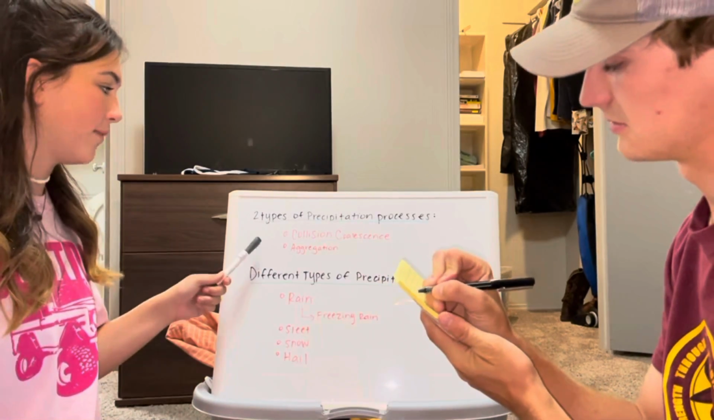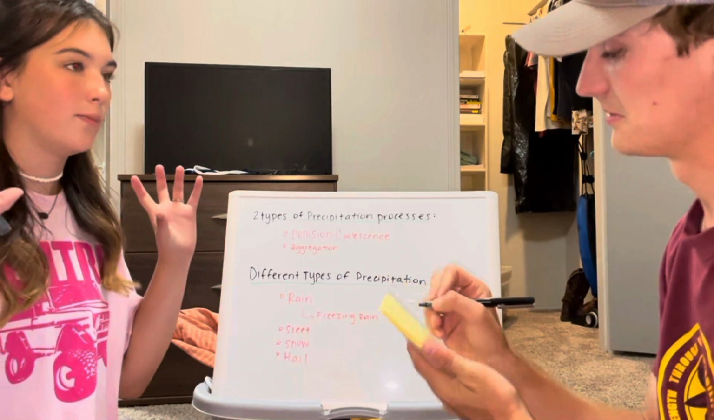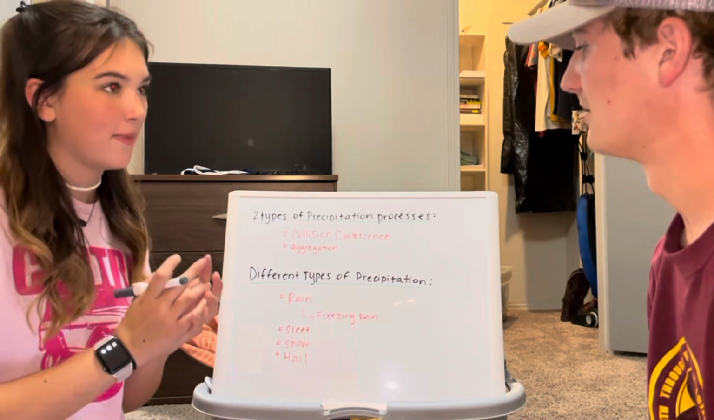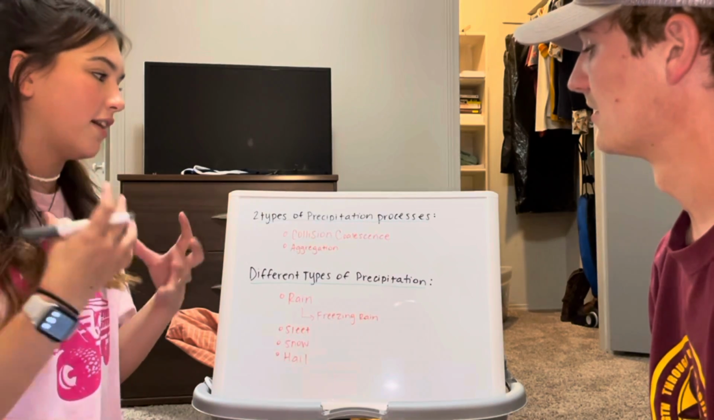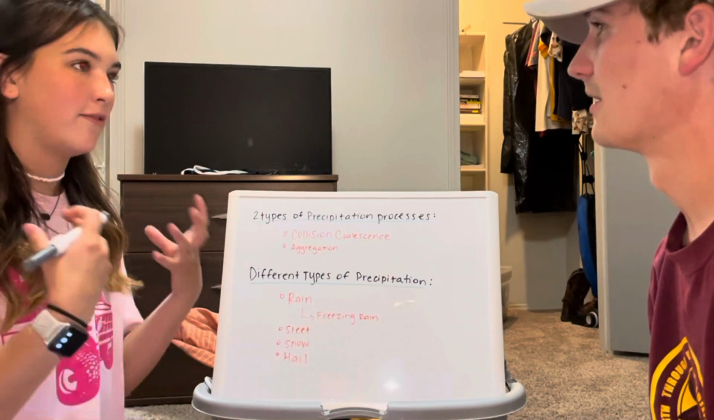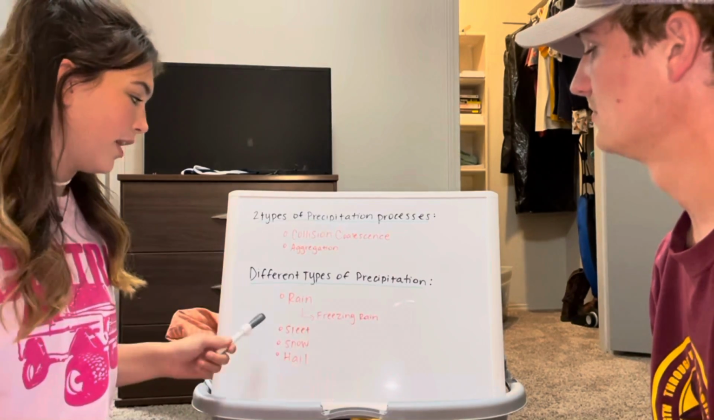During aggregation, ice crystals will grow as supercooled water freezes to them. The ice crystals will then drift through the cloud and find other ice crystals, connect to them, and fall to the ground. Some different types of precipitation are rain.